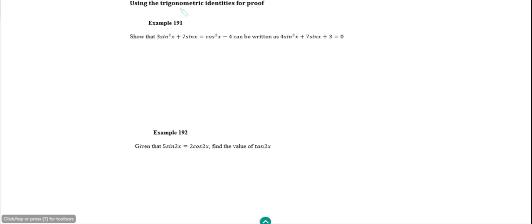This is about the trigonometric identities for proof from the booklet. So I think it's page 140. And so I'm just going to go through some of these examples out of the booklet.